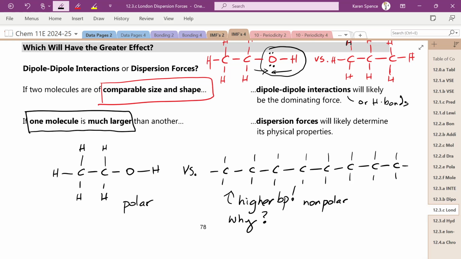Because it has a greater surface area. It has a very large surface area and a lot of electrons. And that allows, even though normally LDFs are weaker, you can end up with LDFs that are stronger.